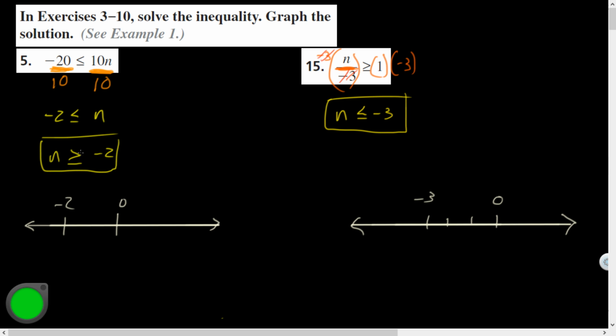Let's see. So n is greater than or equal to negative 2. The equal part suggests it's a closed circle. Greater than, shaded to the left. Greater than, towards the positive x-axis, right? Over there. Let's see this one. n is less than or equal to negative 3. Oh, it's got the equal to again, so it's a closed circle rather than just an open circle.